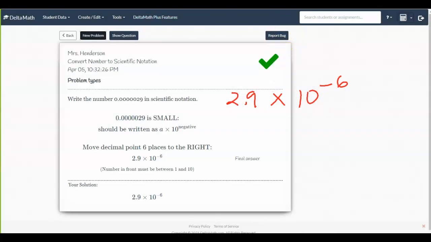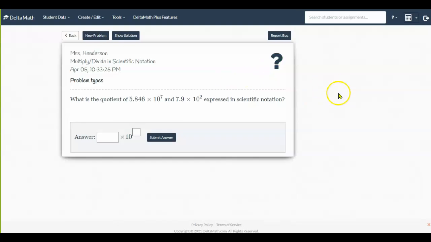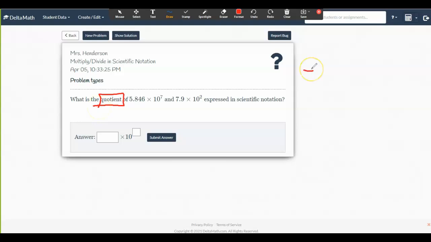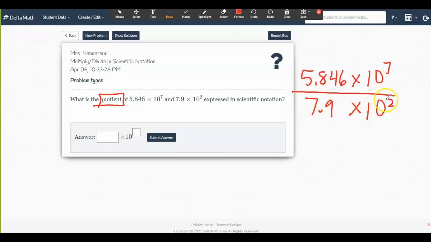That's it. All right, let's take a look at the third and final section of the homework. For this third section, you're going to need a calculator. The question asks us to find the quotient, and that's when you divide. So 5.846 times 10 to the 7th divided by 7.9 times 10 to the 2nd.